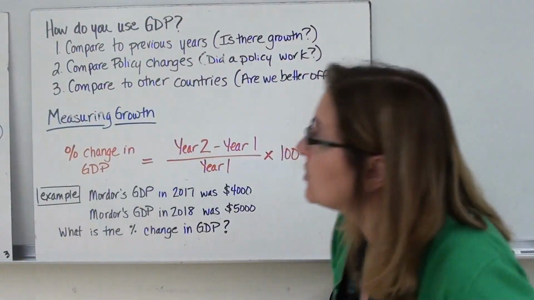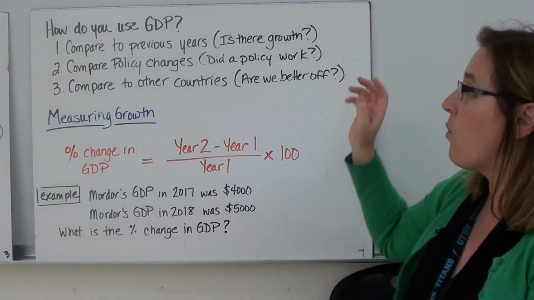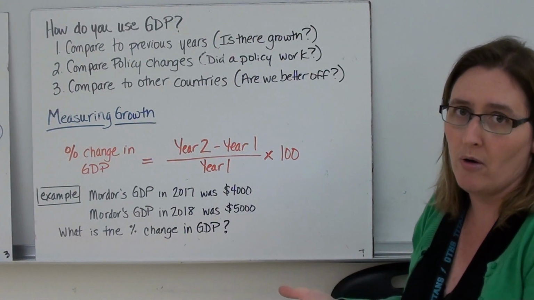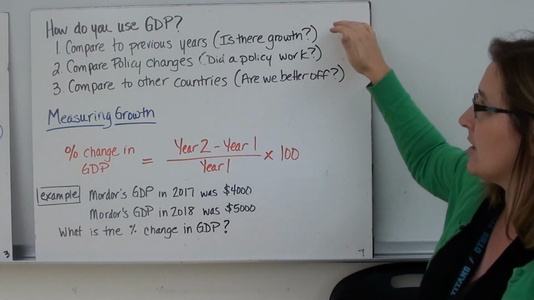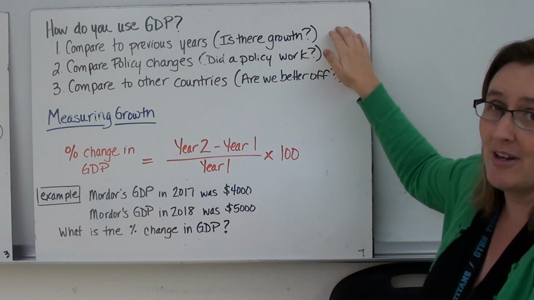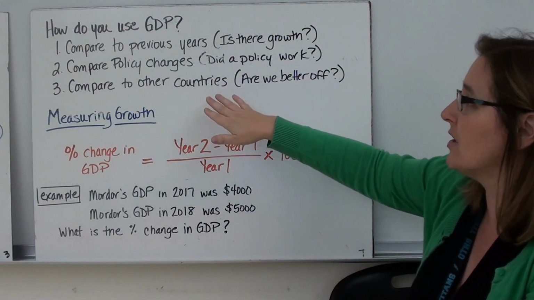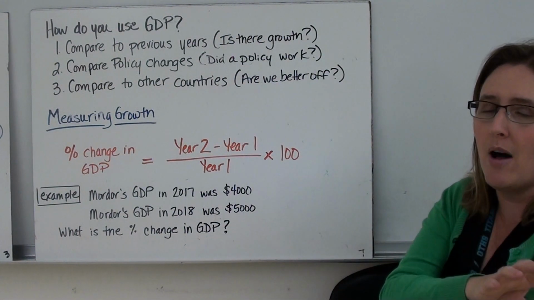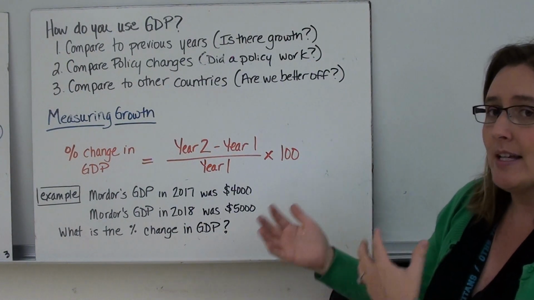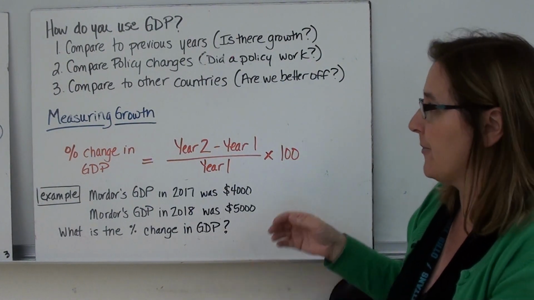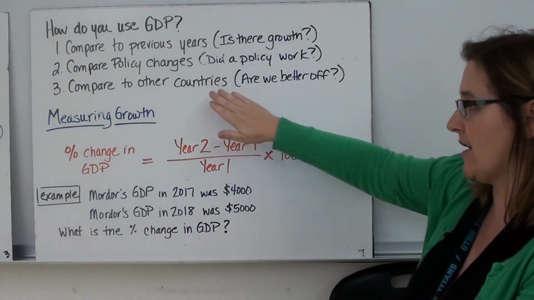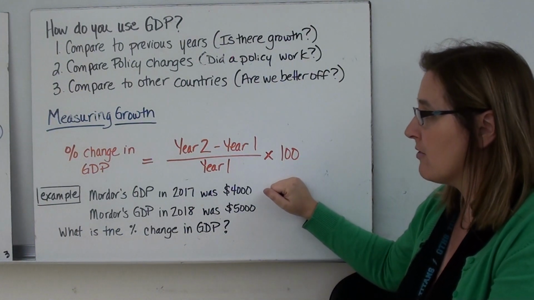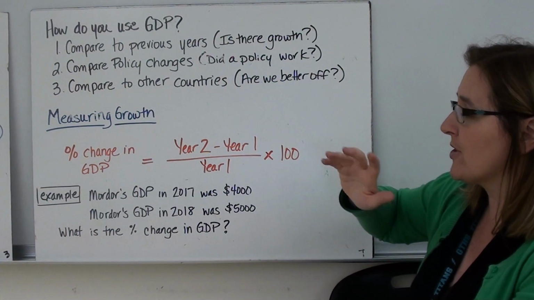So, what do we use GDP for? Three main things. One, to compare to previous years. Number one goal of the economy is to promote growth. How do we know we grow? We take the GDPs from year to year and see if the numbers are bigger. Two, compare policy changes. Did a policy work? Is what Trump doing right now working? Or what Obama did in the past, did it work? And we see what's working, what's not working, and try to go from there. And then three, compare to other countries. Are we better off?